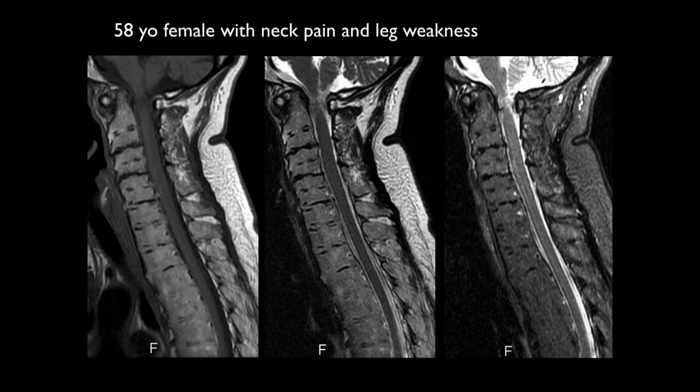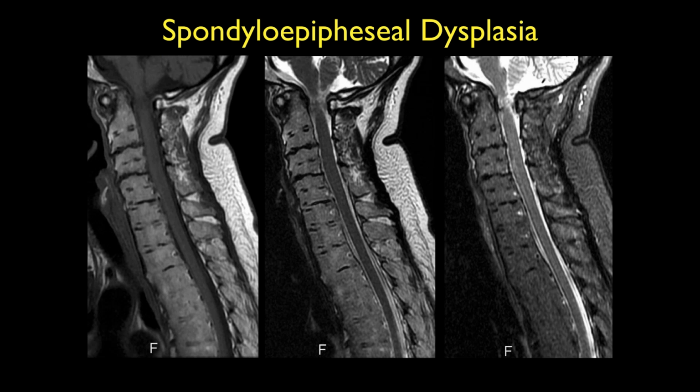Okay. See who's next. 58-year-old with neck pain and leg weakness. So it looks like there's fusion of the cervical and upper thoracic spine. It looks like it's one big block. So here the epiphyses are all abnormal. Okay. So this is epiphyseal dysplasia. You see that there's lack of fat in the marrow space. So this kind of stuff you see every day.